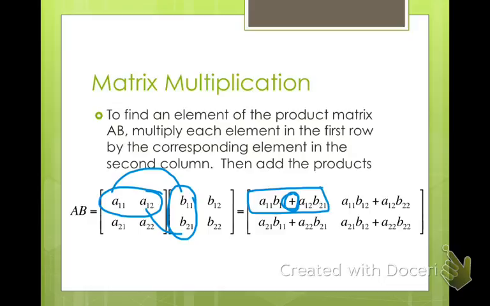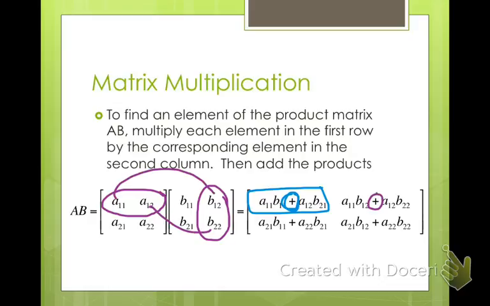In the second box, or the second part, you take your first row and you multiply it times your second column. So you take the first one times the first one plus the second one times the second one. And then you do that again on the bottom. Bottom times side, bottom times side. So for matrix multiplication, you're multiplying across on the first one to down on the second one.